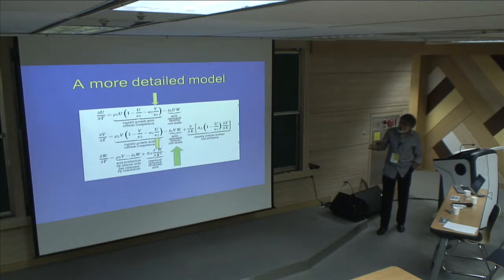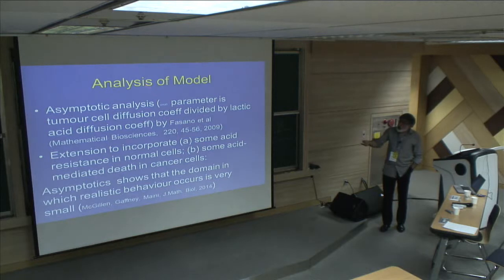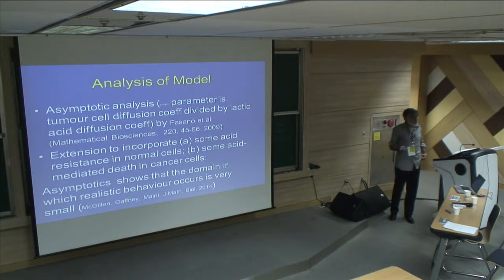The other thing they did was they assumed that the tumor cells were totally resistant to the acid, and they're not. So we put in this term here, which is a lot smaller than this. That's the two changes we made. And it turns out, if you look here, that's small. There's a small parameter in this system, which is the tumor cell diffusion coefficient divided by the lactic acid diffusion coefficient. So once we've made this extended model, we can do asymptotic analysis.